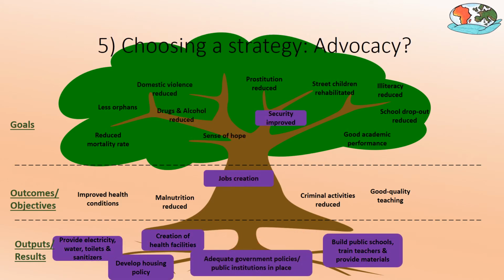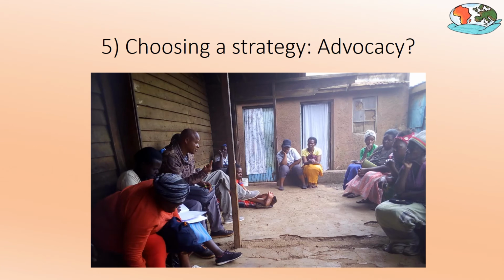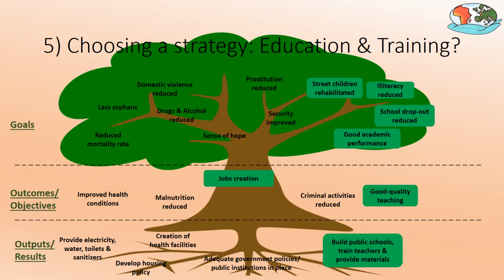Now that we have identified all problems and their possible solutions, we need to choose a strategy. We as NGO have limited resources. Realistically, we can only deal with one sector, one strategy. For example, shall we choose advocacy to influence the public policies? Or should we engage in education and training?